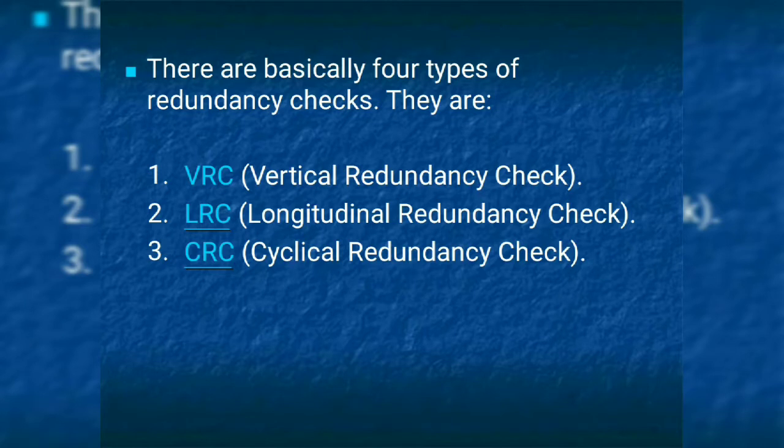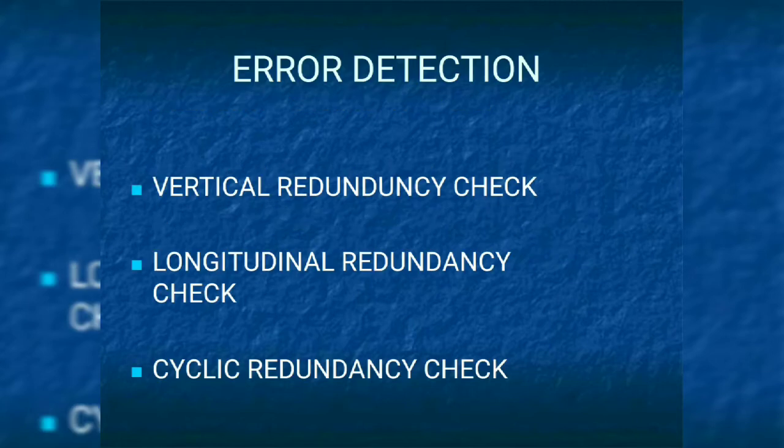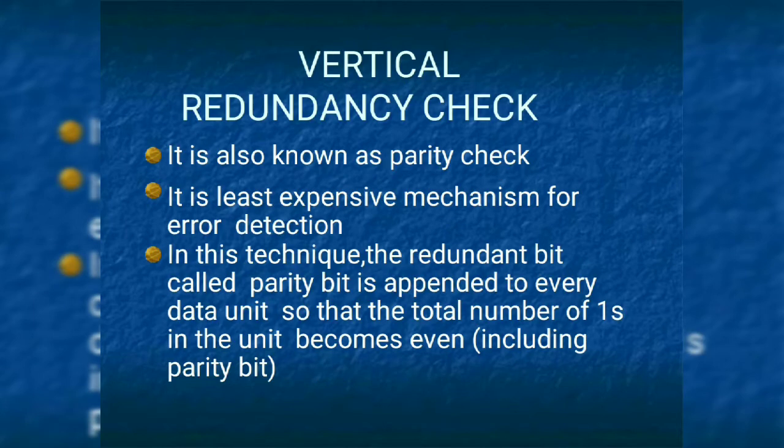Next, the different types. There are usually four types of redundancy check methods: VRC, LRC, CRC. VRC means vertical redundancy check, LRC means longitudinal redundancy check, and CRC means cyclic redundancy check. Vertical redundancy check is also known as the parity check. It is the least expensive mechanism for error detection. In this technique, a redundant bit called the parity bit is appended to every data unit, so that the total number of ones in the data unit becomes even.